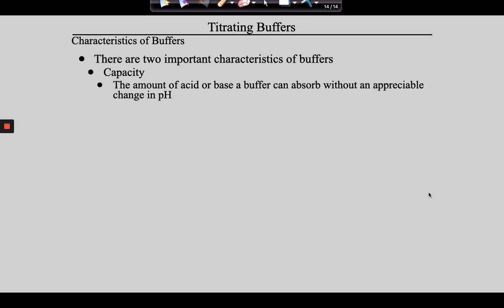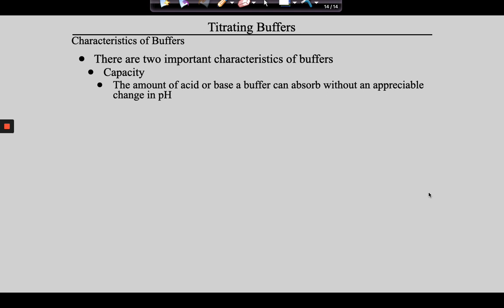And those are, first of all, capacity. When we talk about capacity, we're talking about the amount of acid or base that a buffer can absorb before it blows up and dies. Because this doesn't go on forever. Eventually, you are going to run out of sacrificial particles, whether that's the weak acid or the conjugate base or whatever. Because eventually you run out. And when you're done, you're done.